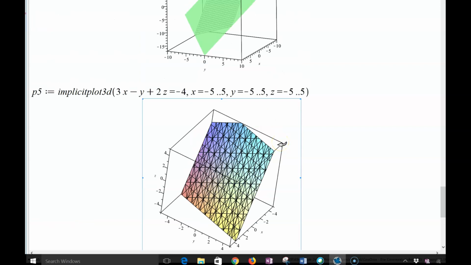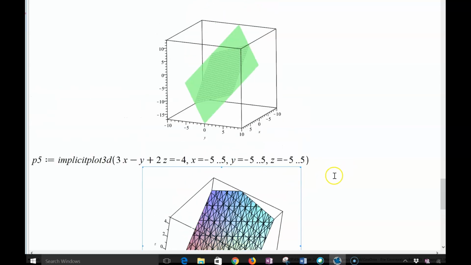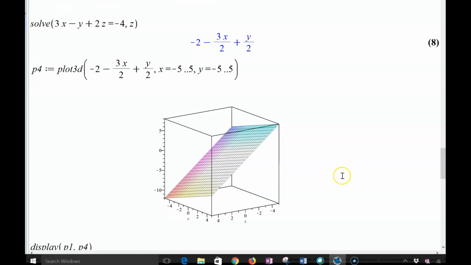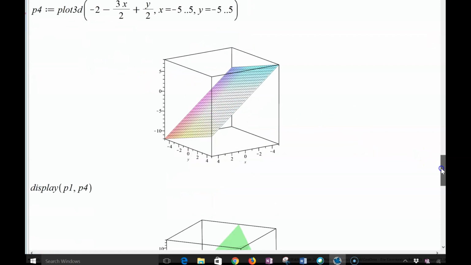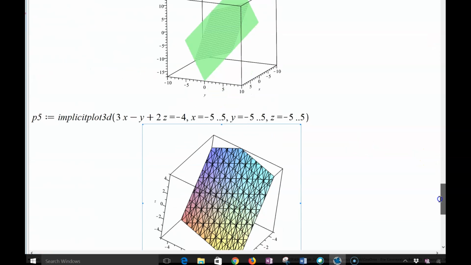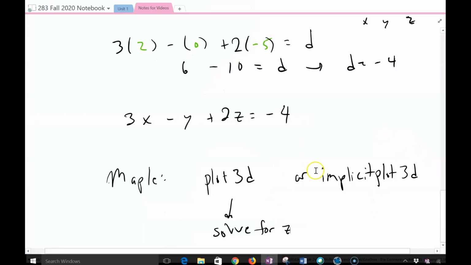The implicitplot3d command requires Maple using some of its solver features inside there, so it's a little tougher for it to give a smooth graph versus the plot3d command, where that's just evaluating an expression. It's easier to plug numbers into an expression and compute the outputs versus solving equations, which implicitplot3d will do.